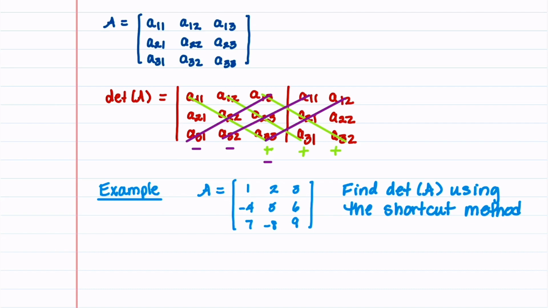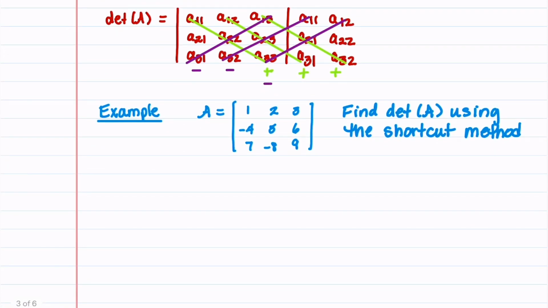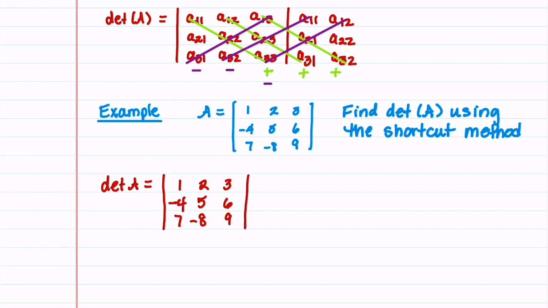Let's do an example to see how this method works. In this example, we have a 3 by 3 matrix, so that's good. That means we can use the shortcut method. So here we go. Determinant A is going to be, and we're going to copy down the entries. I would suggest once you get to this point, take a quick look back to make sure you copied it down right, because that's one of the biggest ways to make a mistake when you do linear algebra, is to just miscopy the original matrix.